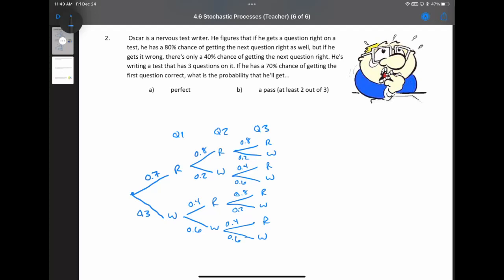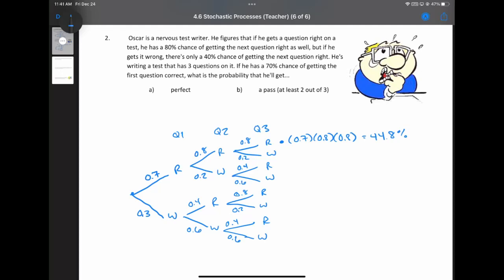Okay, so the first one that we want to take a look at is the probability he gets perfect. Well, that would be this path right here. And all I have to do, and I will write these out, is 0.7, 0.8, 0.8. Those are the 3 numbers along the path of right, right, right. So 0.7 times 0.8 times 0.8. So there's actually a 44.8% chance that he gets all three questions correct. That's pretty good.